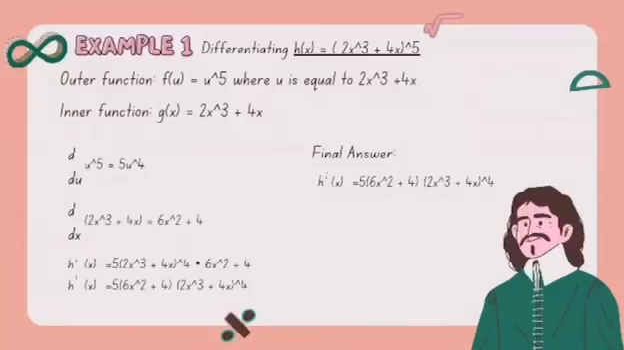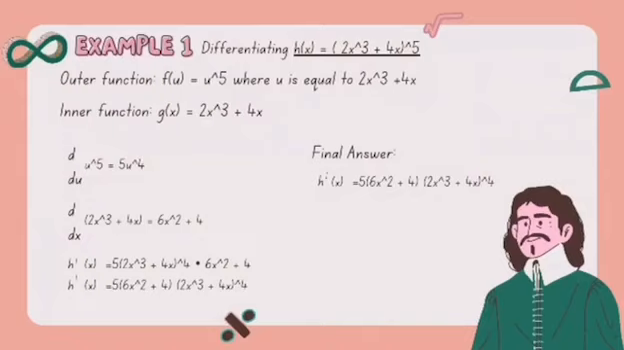So here's example 1. Differentiating h of x equals 2 times x cubed plus 4 times x to the power of 5. Step 1. Identify inner and outer function. Outer function. F of u equals u to the power of 5, where u equals 2 times x cubed plus 4 times x. Inner function. G of x equals 2 times x cubed plus 4 times x.